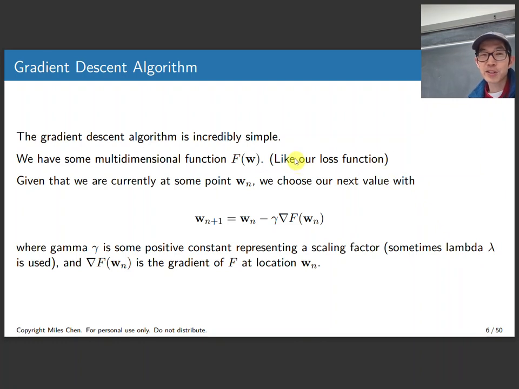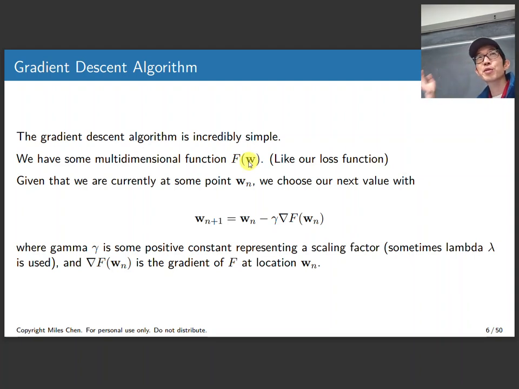The gradient descent algorithm is really simple. It's basically just one line here. We have some multi-dimensional function, which is basically our loss function. The input is our vector W, the different weights. So if it's linear regression, W is our slope and intercept.